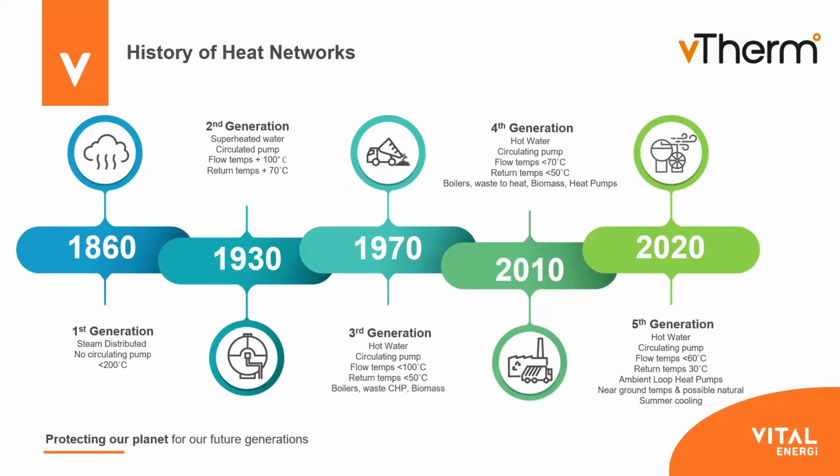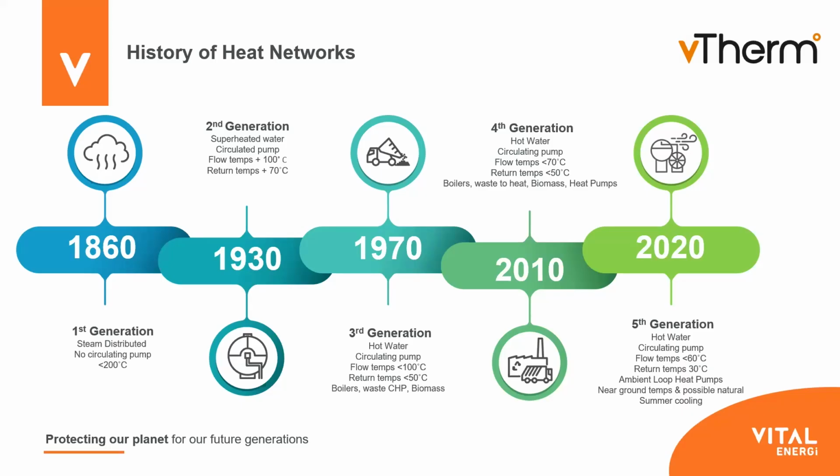So we're up to the 5th generation of heat networks. If we start with the first generation from the 1860s, you're looking at steam, and up to 200 degrees with no pump circulation. Going to the 1930s, we're now starting to circulate that water around, and bringing the temperature down to around 100 degrees, but we are looking at 70 degrees on the return pipework coming back.